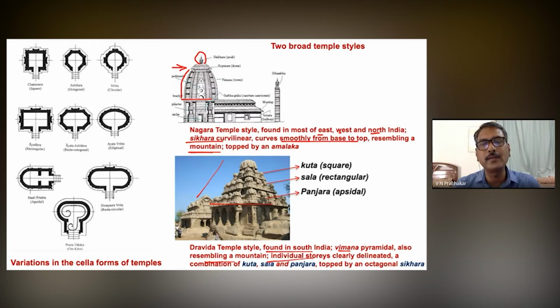Here in the case of the Dharmaraja Ratha at Mahabalipuram, you can see it is a three-storied shrine, clearly delineated, and it has features named Kuta, Shala, and Panjara. Kuta is the corner shrines. Then at the center there is the Shala, which is rectangular, and Panjara in between comes that is upsided. So this is a combination.